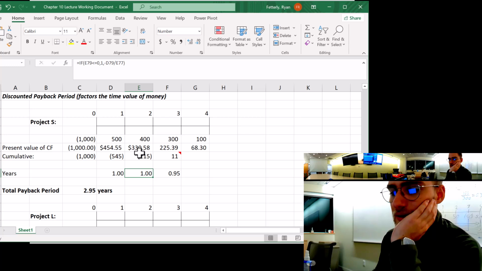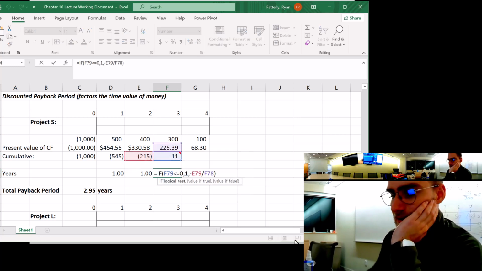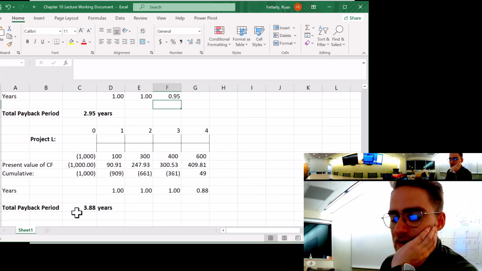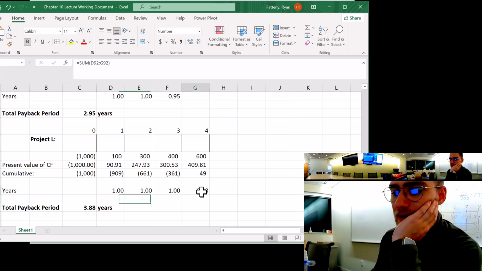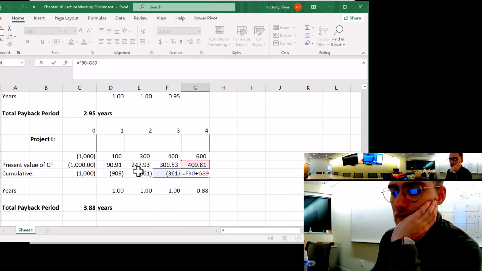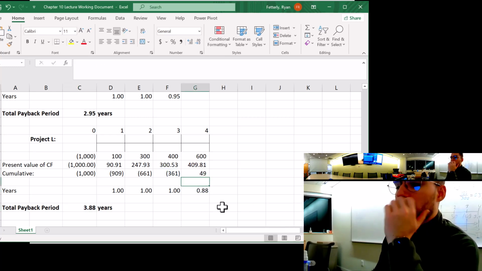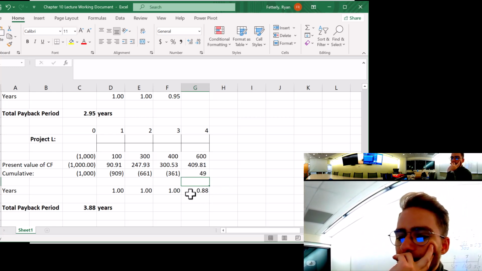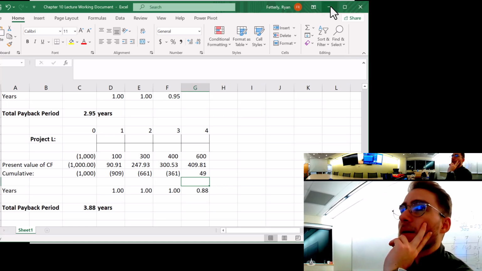1 year, 2 years, still negative, and then finally becomes positive. I go just this divided by this. That's it. And then for this guy, it takes a little longer, so 3.88 years. So I just wait for it to become positive, and then when it becomes positive, I just go this divided by this. That's all it is. So that is discounted versus undiscounted payback periods for projects.